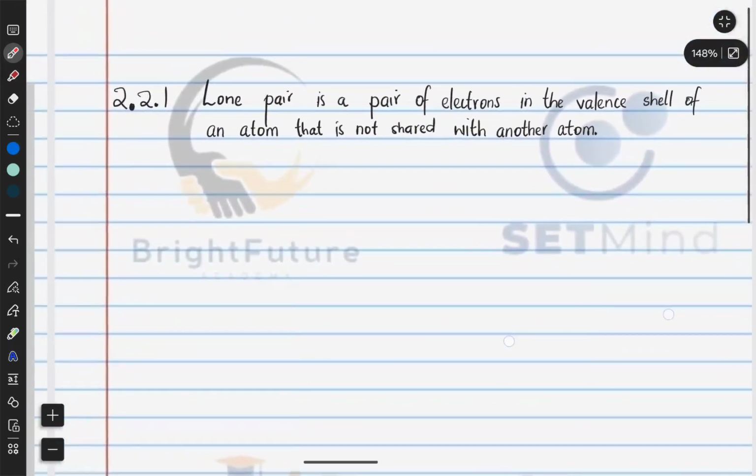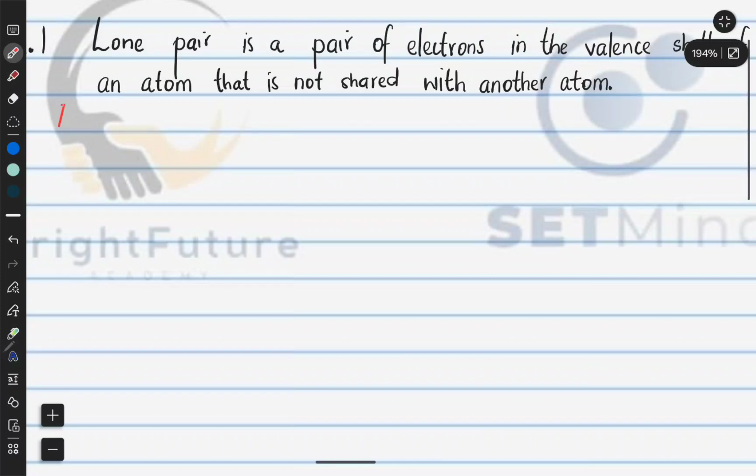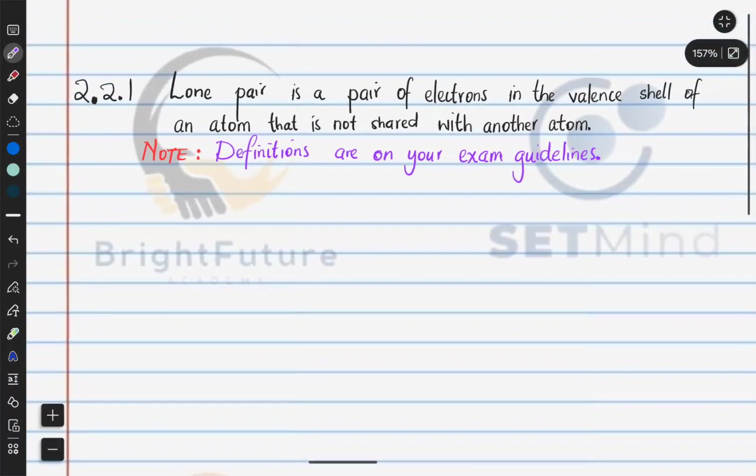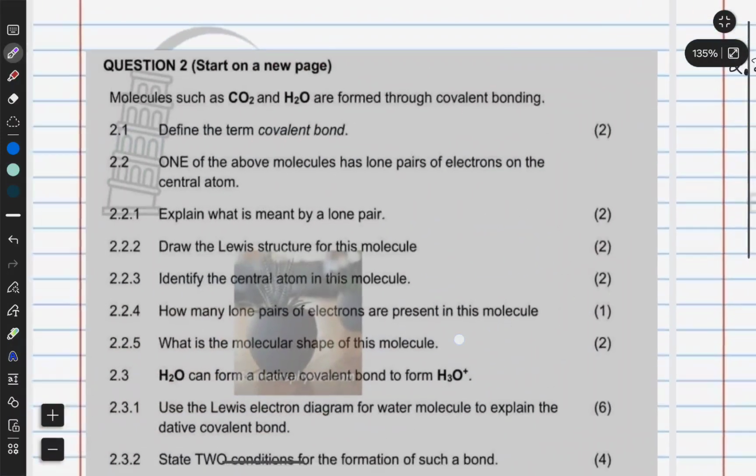Okay, all right, so just note these, you can find them. These definitions are on your exam guidelines. So you don't have to struggle with definitions. They are all on your exam guidelines. All right, so let's go to 2.2.2.